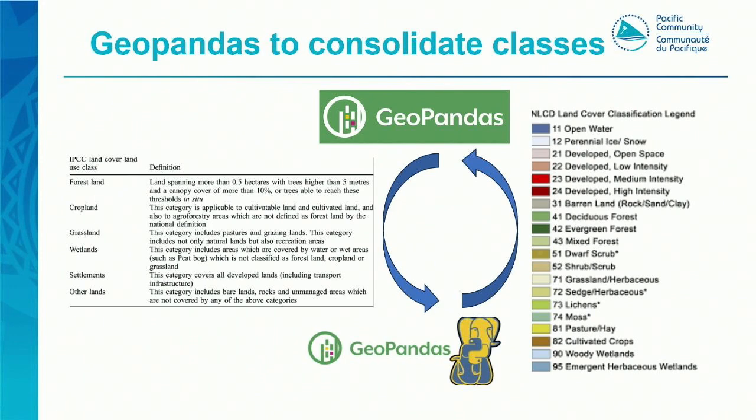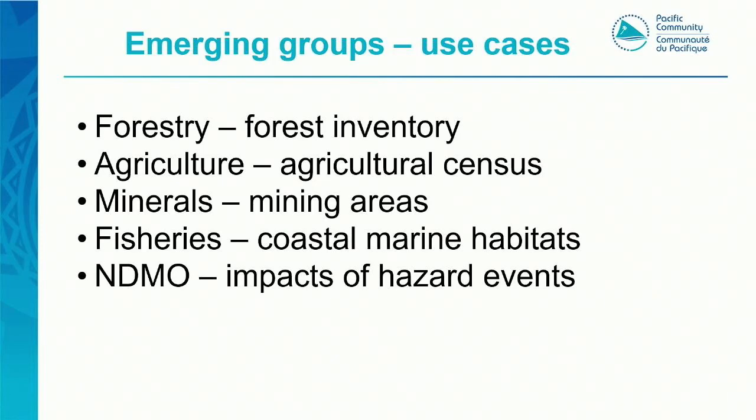All right, so I also wanted to highlight that we used GeoPandas to help bridge between the simplified land cover typologies and the more complex land cover typologies. What we found was that through the workshop, there were different groups with different interests in land cover. The forestry department were very interested in the forest inventory work. The Ministry of Agriculture were interested in agricultural census. The Minerals Department were interested in mining areas. Fisheries were interested in coastal habitats. And the Disaster Management Office was interested in the impacts of hazard events.